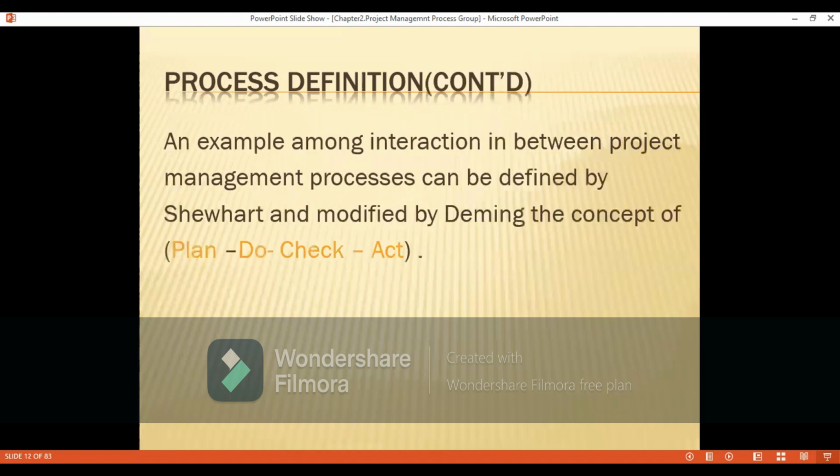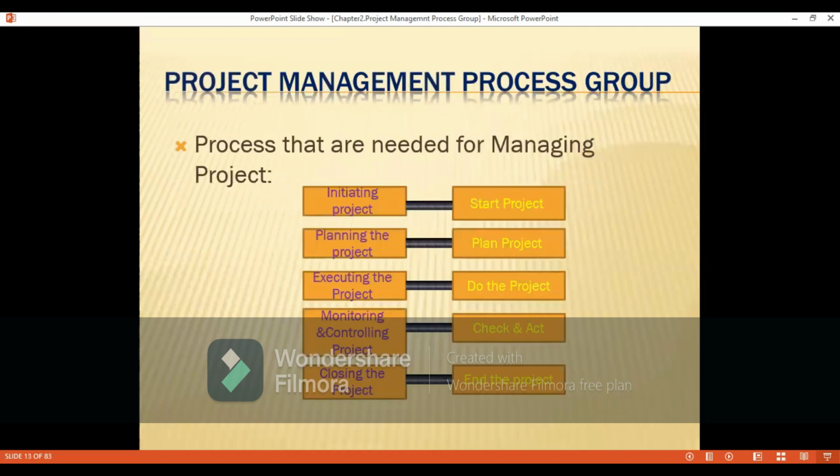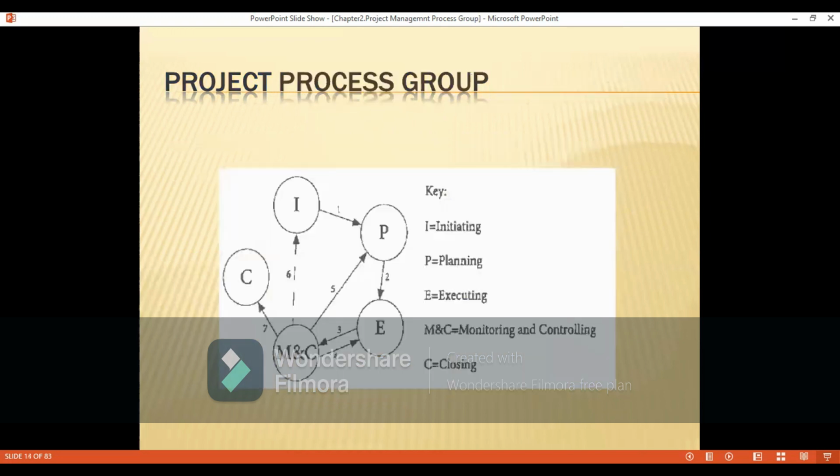When we look at Shewhart and Deming and the concept of plan, do, check, and act, you will find that in the process, the initiation of the project is like starting the project, planning the project is the plan, executing the project means doing the project, monitoring and controlling means check and act, and closing the project is the end of the project. So we do have project process groups, the five process groups: initiation, planning, executing, monitoring and control, and closure.